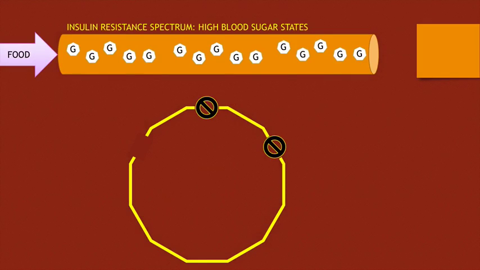Now, on the other end of the spectrum, it's not really an issue of supply, but with insulin resistance. And remember, this, as it gets worse, we call it metabolic syndrome or prediabetes.